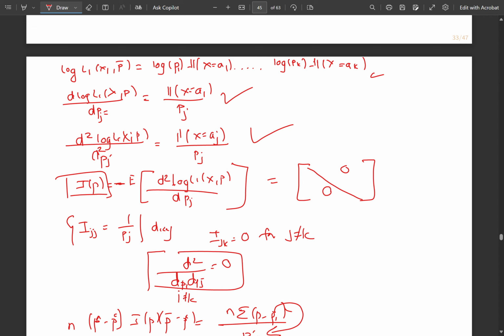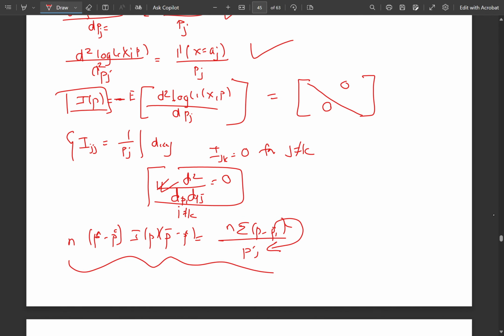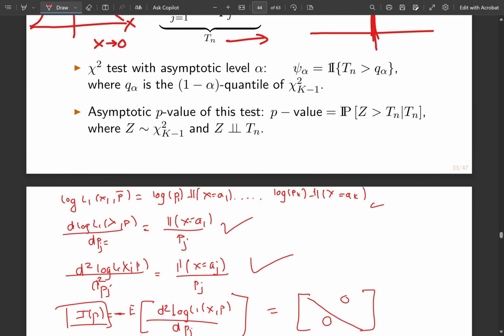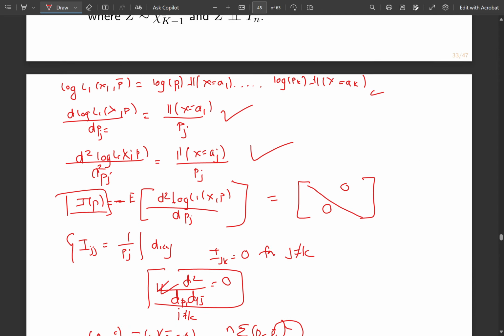And why are off diagonal elements 0? It is because the second derivative, which is also a part of pj, becomes 0. Now we multiply this into this expression, and this is exactly what we get.